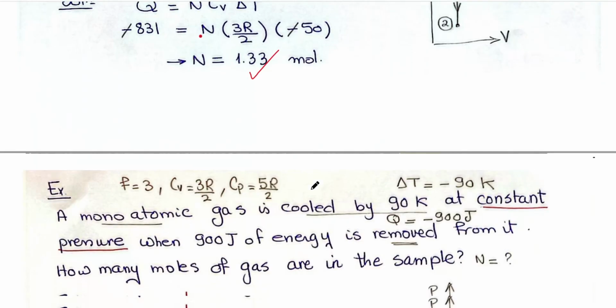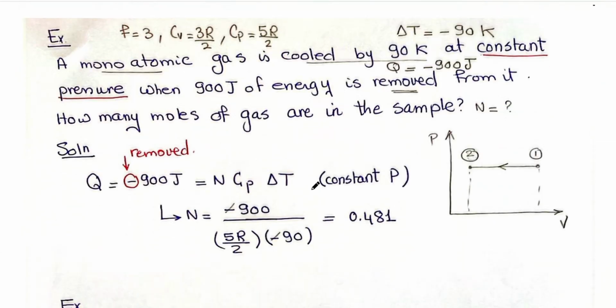Another example, we have a monoatomic gas and it is cooled by 90 Kelvin. So the delta T is negative 90 Kelvin at constant pressure. So now the process is constant pressure, and cooling means decrease in the volume. So this is state number one, and this is state number two with less volume. When 900 joules of energy is removed, so Q is negative 900 joules. How many moles of gas are in the sample?